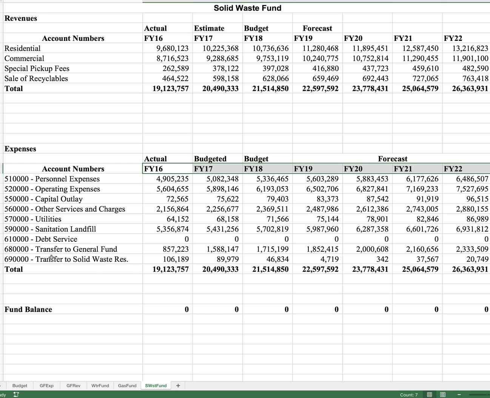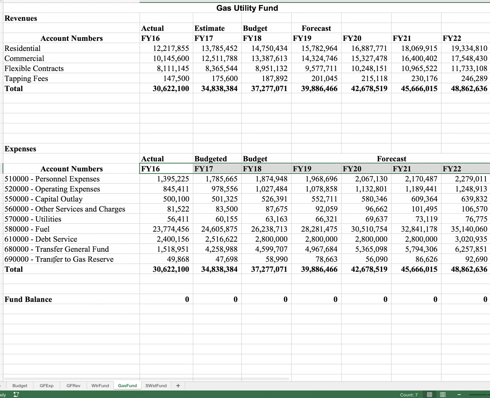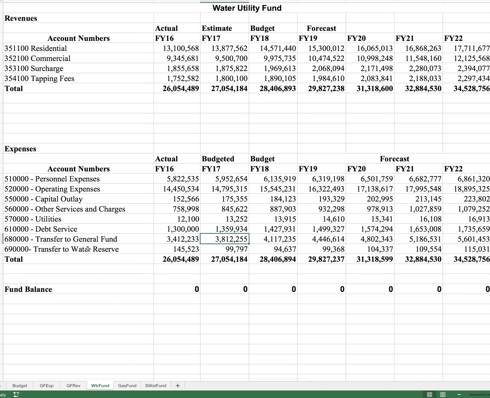Now, also, we have another transfer for our funds. We have a transfer to solid waste reserves, a transfer to gas reserve for the gas fund, and a transfer to the water reserve for the water fund. Generally, every fund will have some type of reserve account so that they can have money set aside for a rainy day, right? Or in case they need to build new things, or in the event an emergency takes place, they will have access to additional revenue. So that's why they save money.